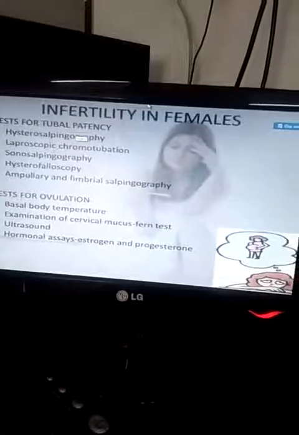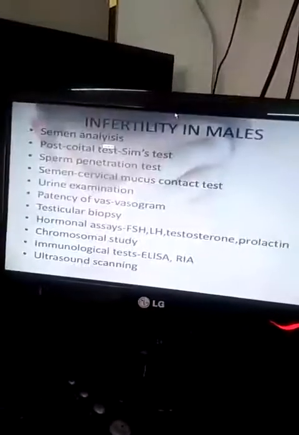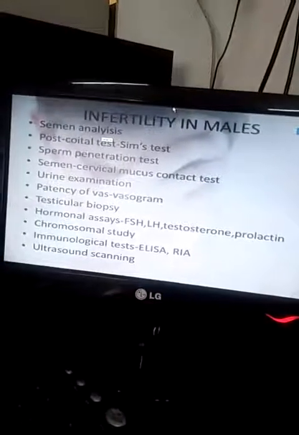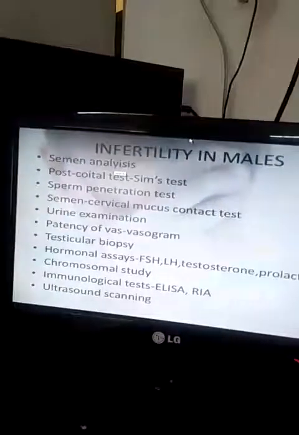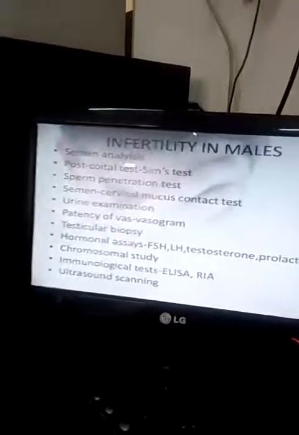Now, in case of male, for fertilization both the male gamete and the female gamete are required. The male gamete is the sperm and the female gamete is the ovum. So in case of male, for fertilization to occur, the structural and functional parts should be proper.